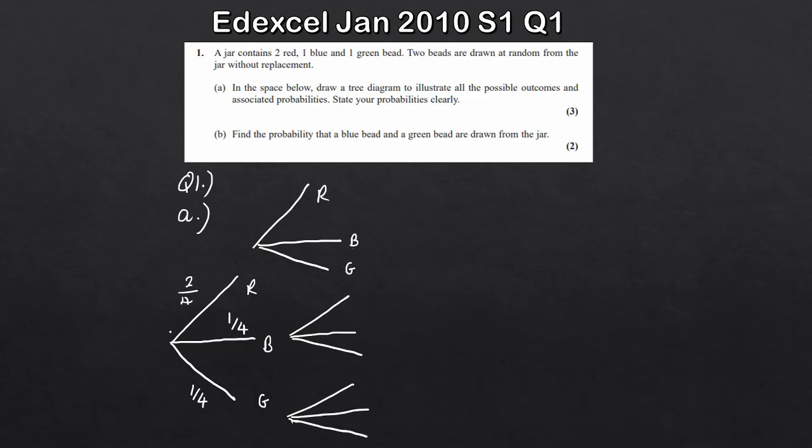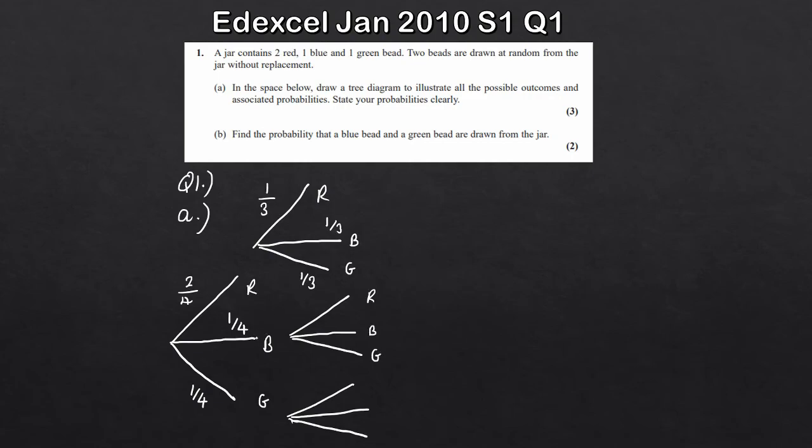So let's consider what happens if we pick a red. If we're on this branch here, then we took a red. So we're only going to have 1 possible red left. We don't replace it, so we only have a total of 3 beads now. So 1 out of 3. We've got 1 blue, and we've only got 3 in total, so this will be a third. And then finally the last one will also be a third. That one was quite nice. So red, blue, and green again.